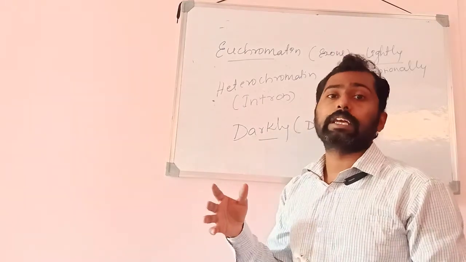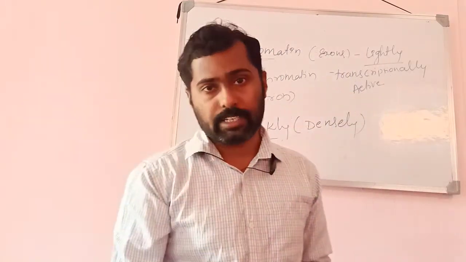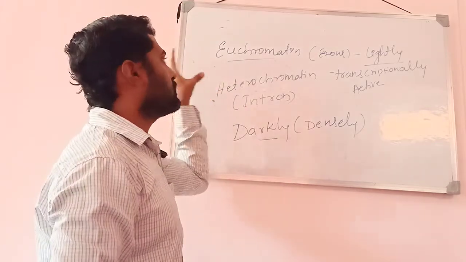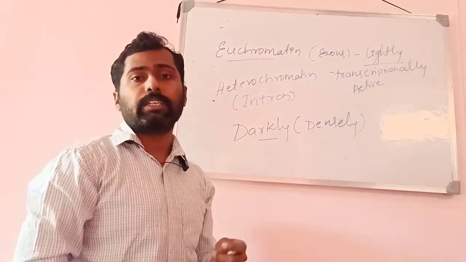They do not code for any kind of proteins; they are transcriptionally inactive. So these are the two regions that can be seen in chromatin, euchromatin and heterochromatin.